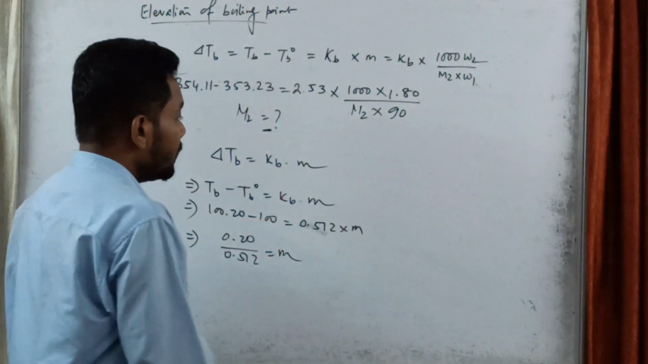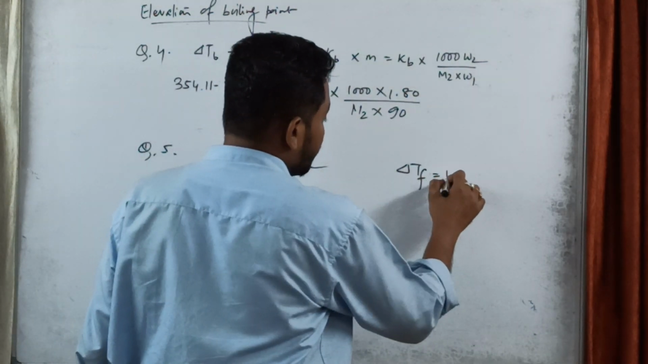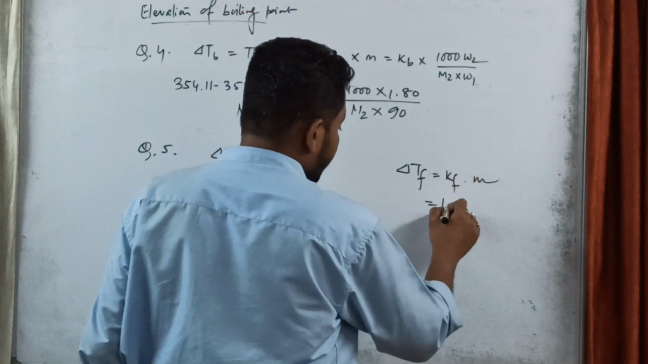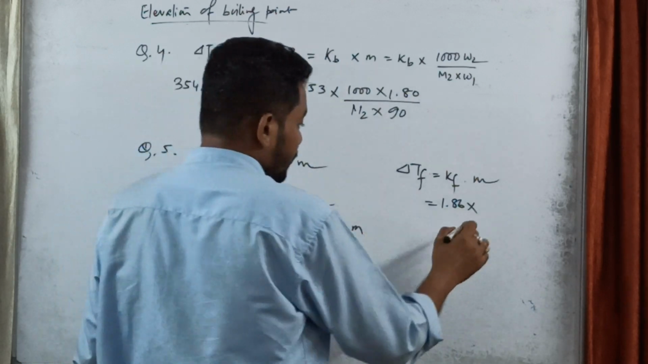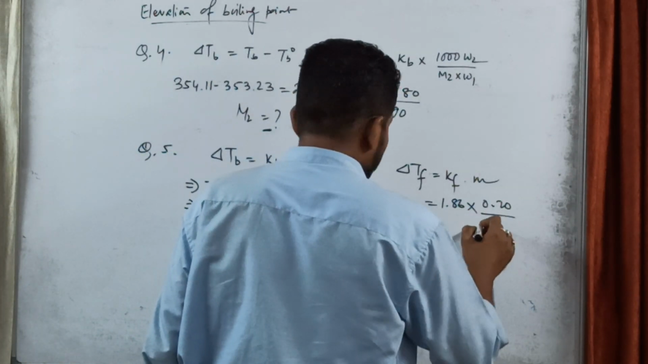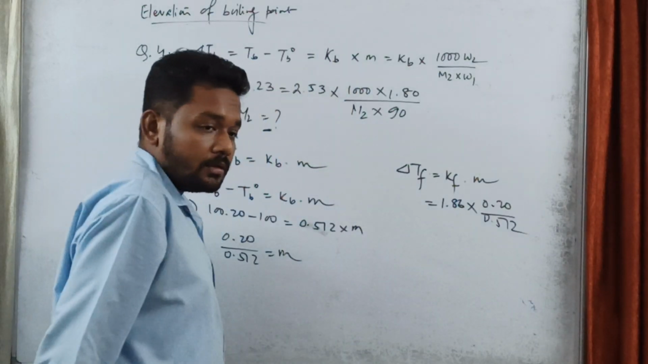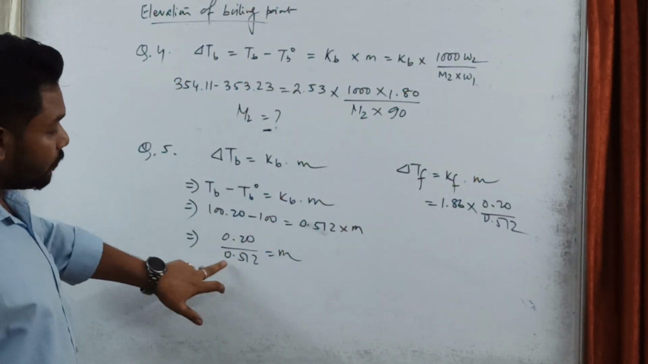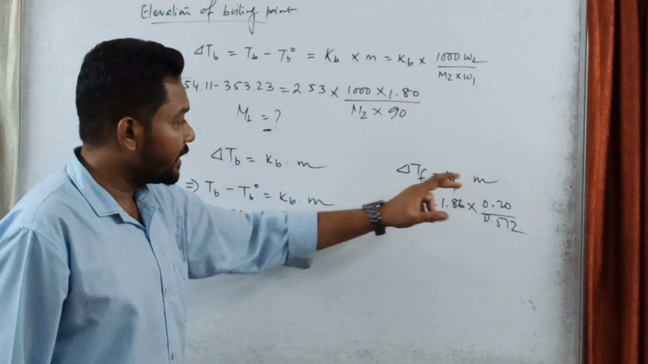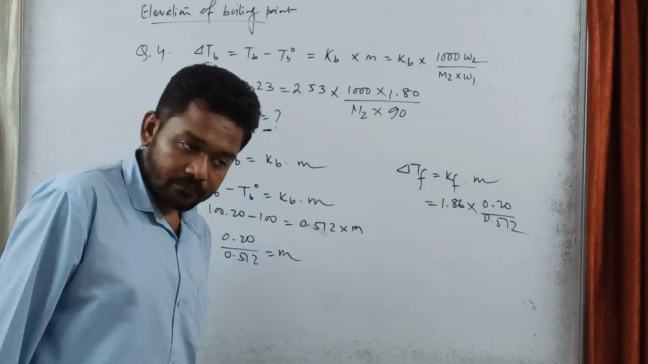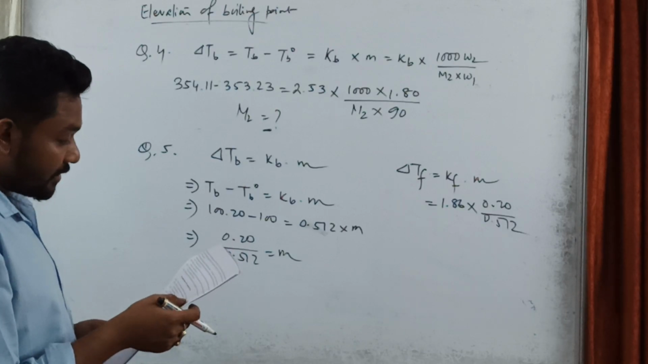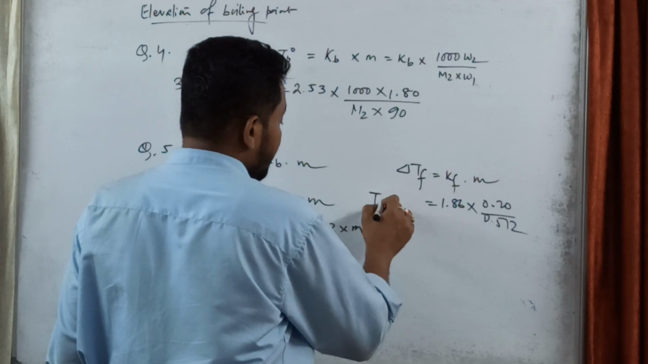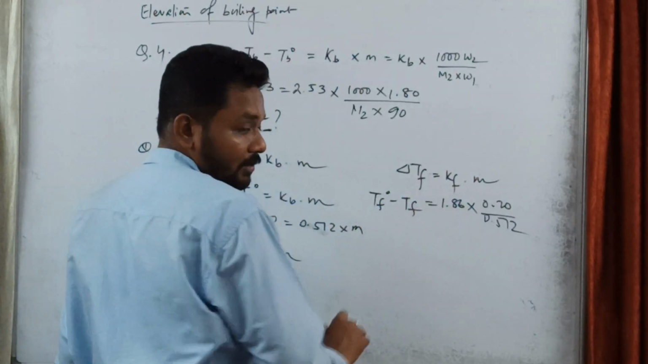After getting the m, you can apply the formula delta Tf equals Kf into m. Now Kf it is written 1.86 and m is given 0.20 by 0.512, yes or no? So from the elevation of boiling point equation you are getting molality. You put this molality value in the depression of freezing point and you will get delta Tf. After getting delta Tf, they are asking about the freezing point of the solution, that is Tf0 minus Tf.